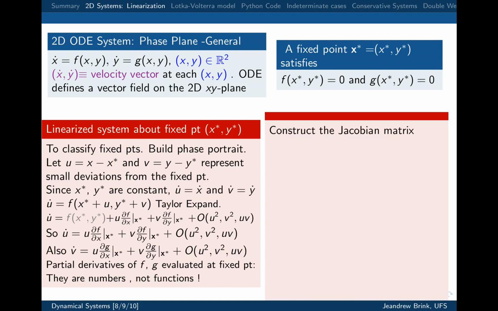This combination of derivatives of these functions is something we call a Jacobian matrix. You can once again write the system in linear form by simply putting all these df/dx, df/dy, dg/dx, dg/dy into a matrix and evaluating it at x star, y star. This matrix is what we call the Jacobian matrix. It's a matrix that appears whenever you change coordinate systems.